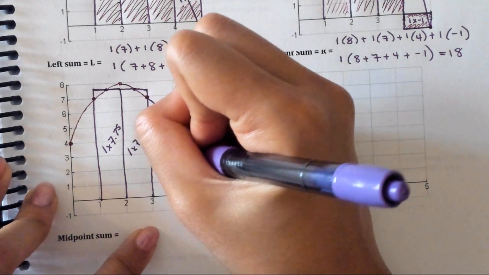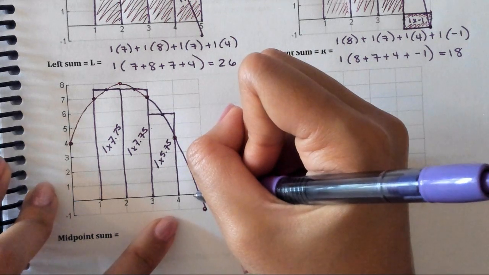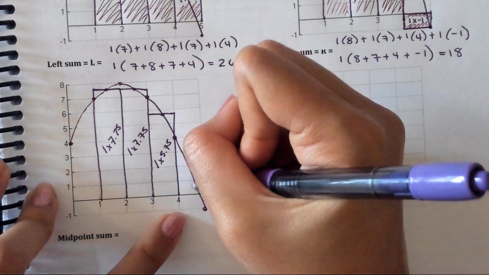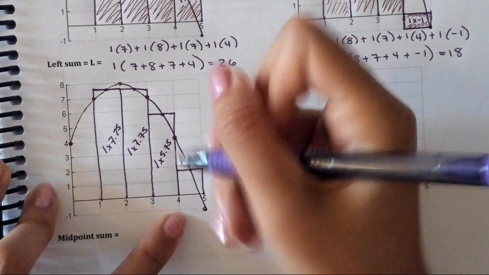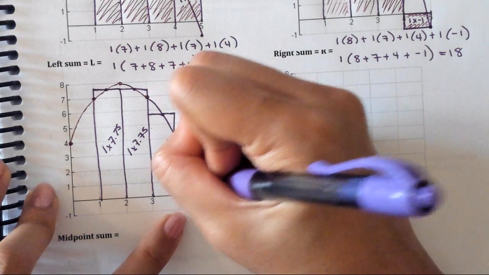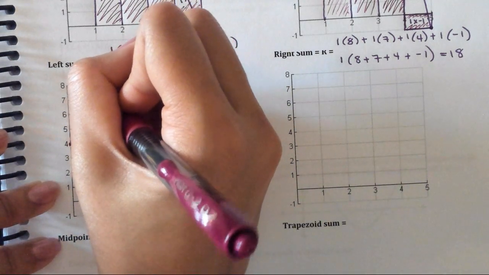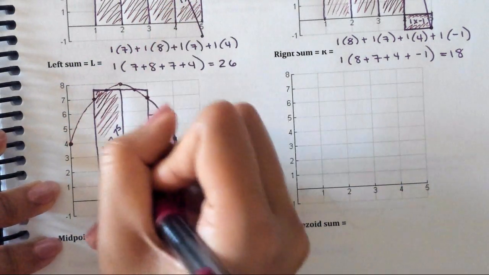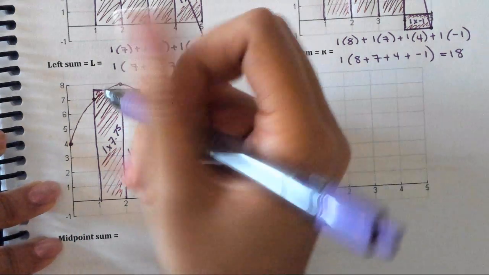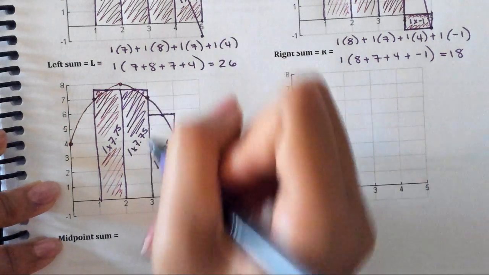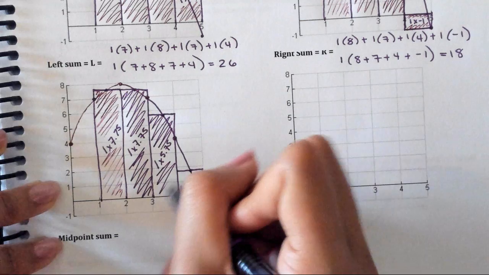So it's 1 times 5.75. And at 4.5, you are at 1.75. So we are 1 times 1.75 for this area. Okay, so for a midpoint sum, it looks like we're getting a little bit more accurate. We find the area of all that, the area of this region, and of this region.